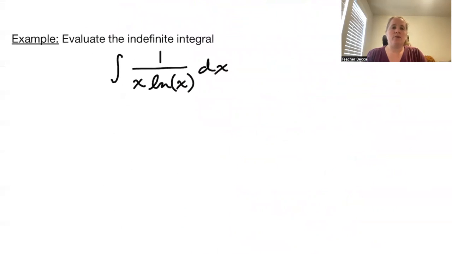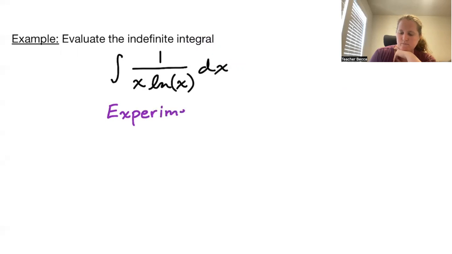All right, let's do another example. Let's go ahead and evaluate the indefinite integral of 1 over x times natural log of x, all in the denominator, dx. So in this case, it's maybe not quite so obvious what our u should be. So this is a case where we will just experiment to find u.